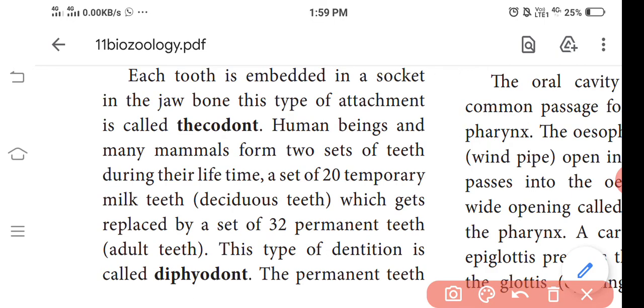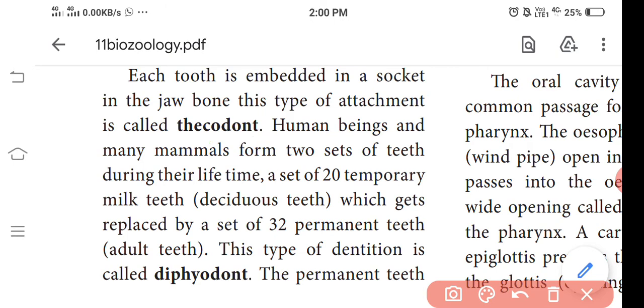We have teeth embedded in sockets in the jawbone. This type of teeth is called thecodont. Theca means sac. So when the tooth is present in a sac, it is described as thecodont.